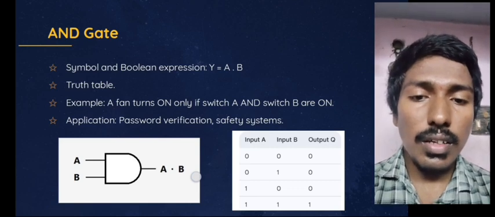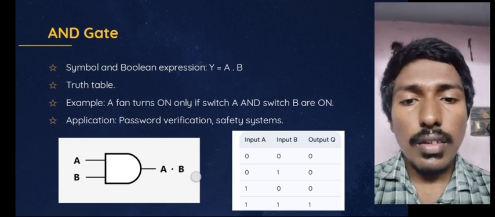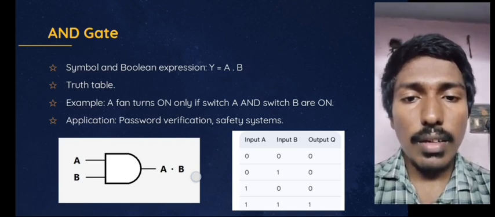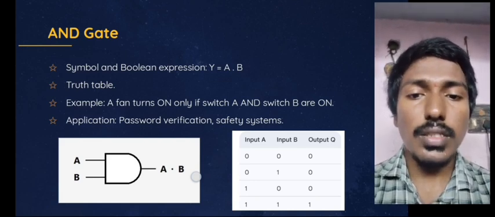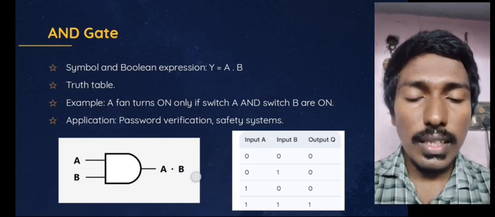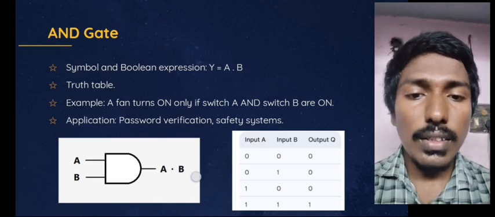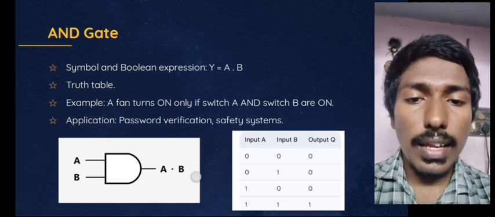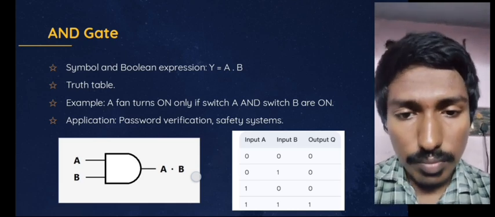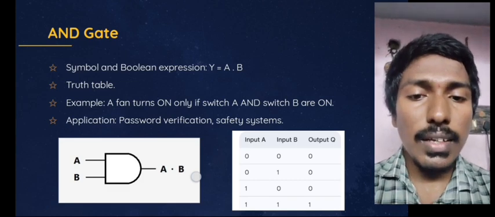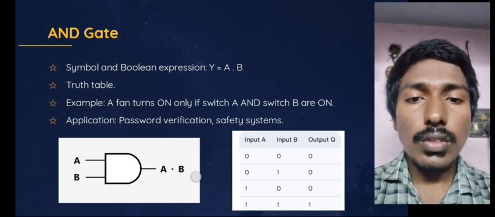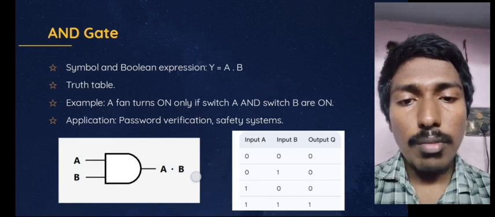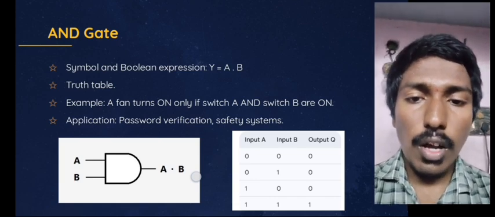1 into 1 is 1. So if you observe, any input that multiplies with 0, the output is 0. If you see 1 into 1, the output is 1. So the AND gate is only high when both inputs are high. Again, in the OR gate, if any input is high, the output is high.